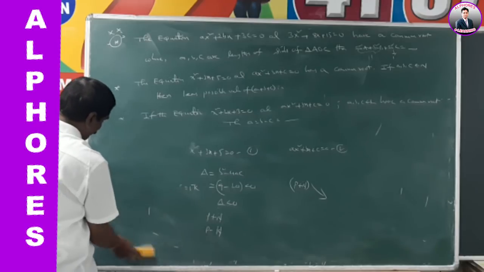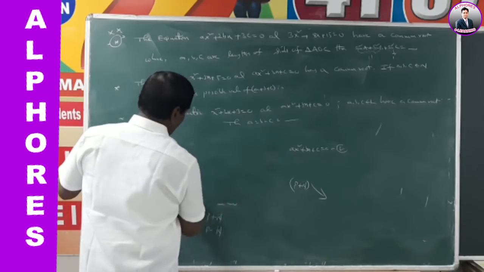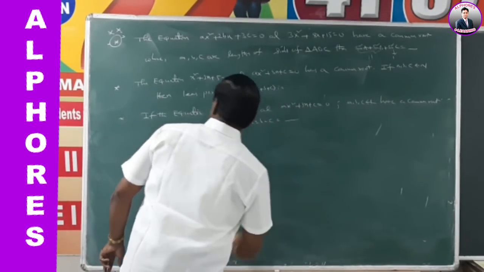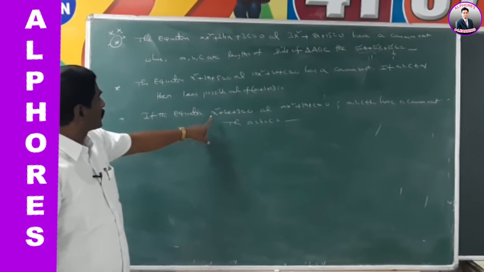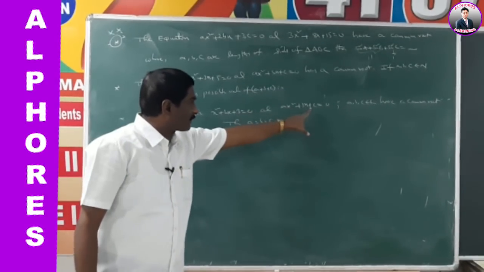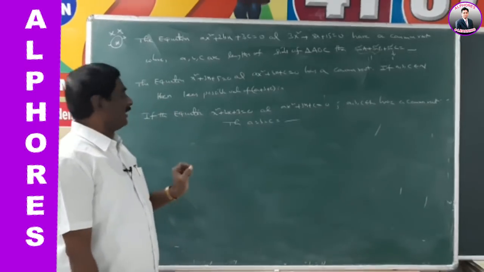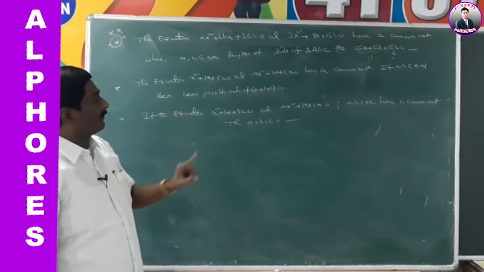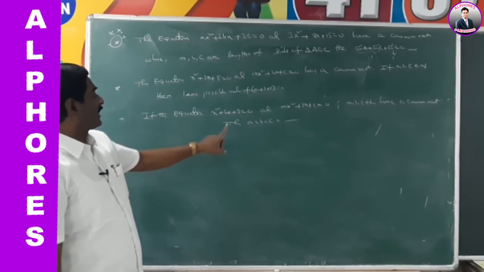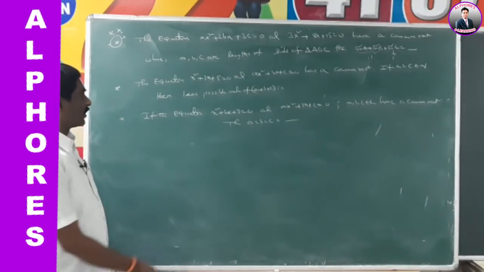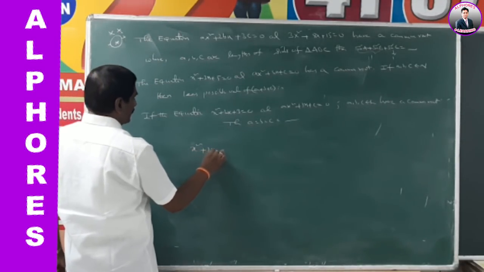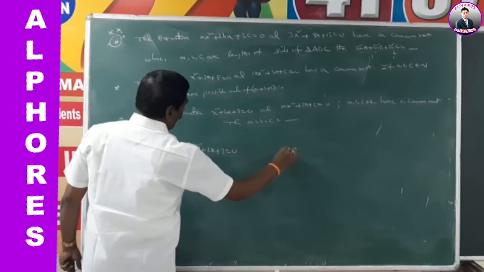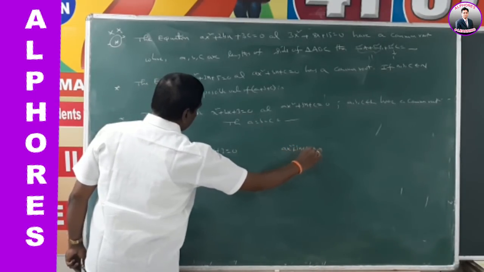Okay. Next question. It is also the same model. If the equation x square plus 2x plus 3 is equal to 0 and ax square plus bx plus c is equal to 0 have a common root, where a, b, c belong to R, then a is to b is to c is equal to dash. Here also, the first quadratic equation is x square plus 2x plus 3 is equal to 0. The second quadratic equation is ax square plus bx plus c is equal to 0.